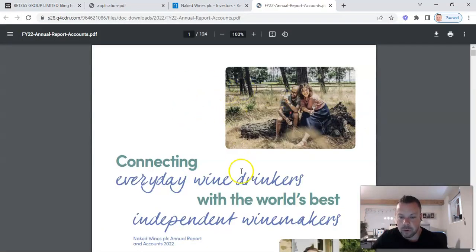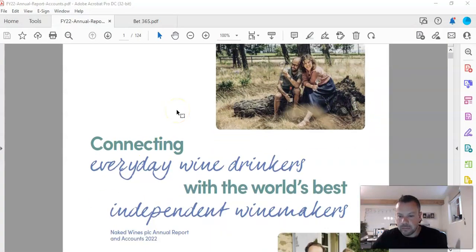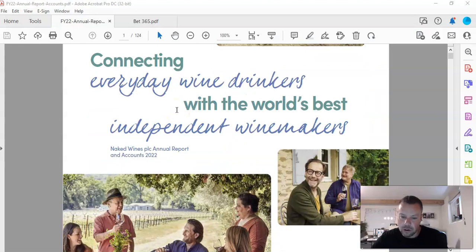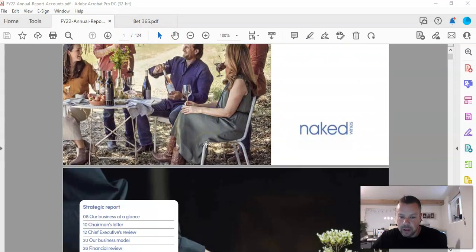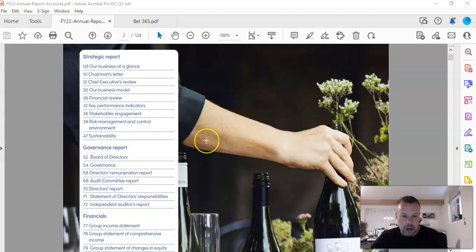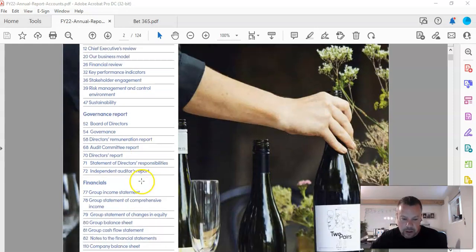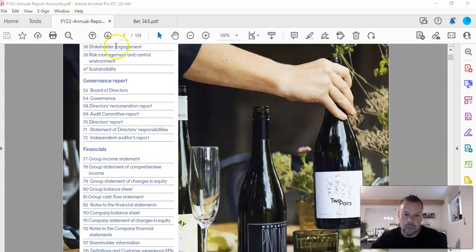And if I go to that report, I've already got it downloaded. And here you'll see something that's a lot more colourful, a lot more glossy, a lot longer, 124 pages. And you'll find a lot of the same content. So we've got strategic report, we've got details of financial review, things about the business model, things about governance, who are the directors, and then eventually we'll get down to the financials. So at page 77, we'll get down to the financials.